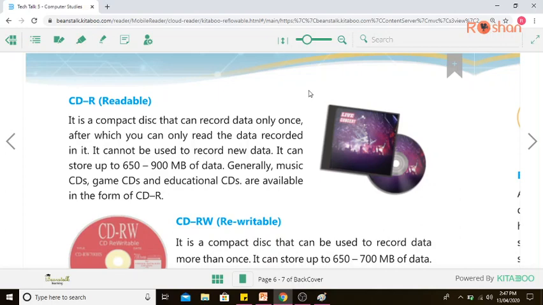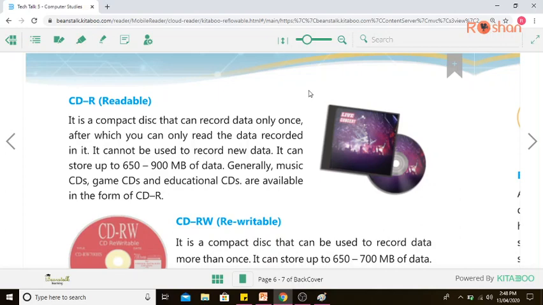Readable means you write the data, you write information only once, and after that you just read it. Suppose I have a blank CD. In that blank CD, I write the information once. Once I write the information, it is stored permanently in that CD. Whenever I want that information, I can use that CD and collect the information. So that is called CDR, that is readable.